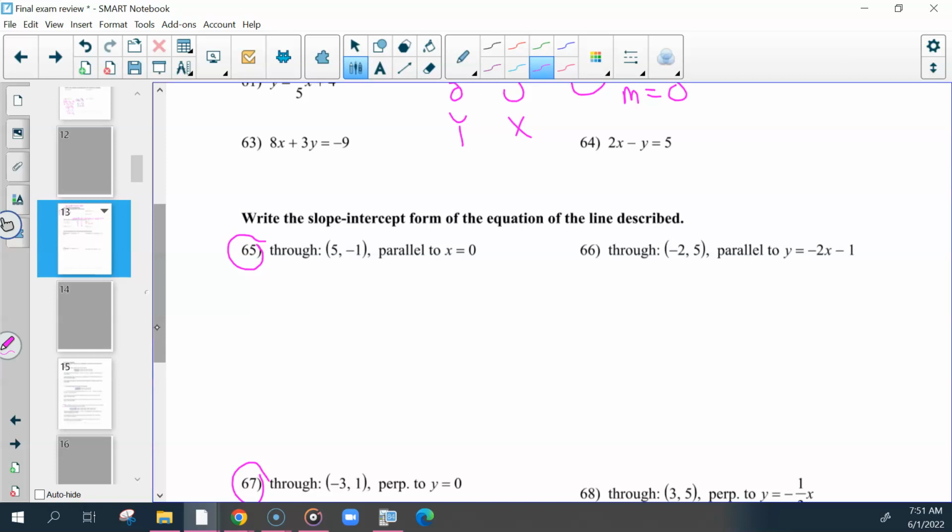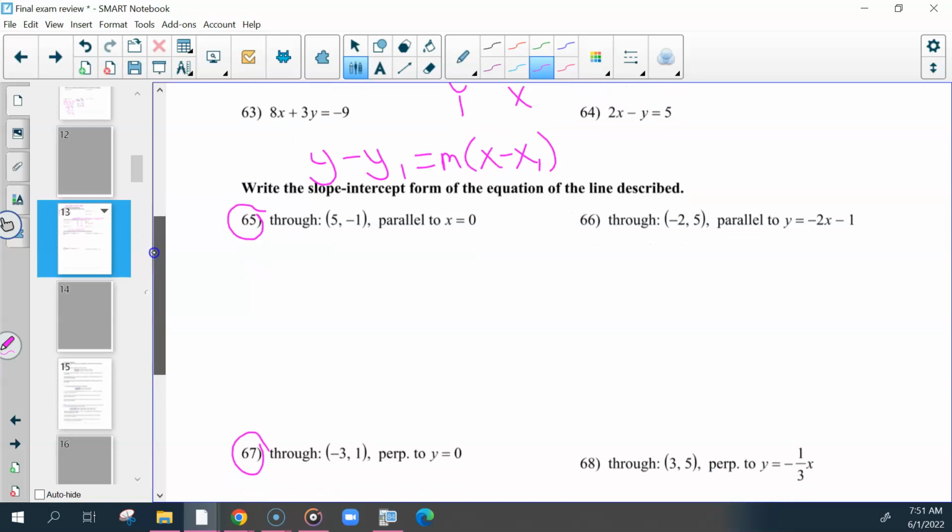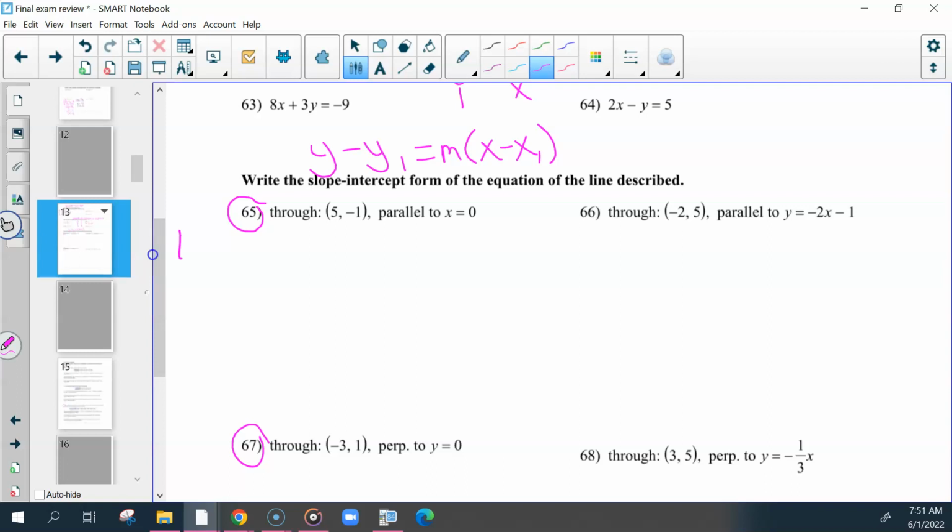For number 65, we are now going back and writing our slope-intercept form of this, so we need our point-slope formula one more time. Given a point, we are given an equation, and we have to find an equation that is parallel to the one that's given. So this is an x equals, and as we were just doing, the slope of this line is going to be undefined. If it is parallel, it's going to be the same. We will have an undefined slope.